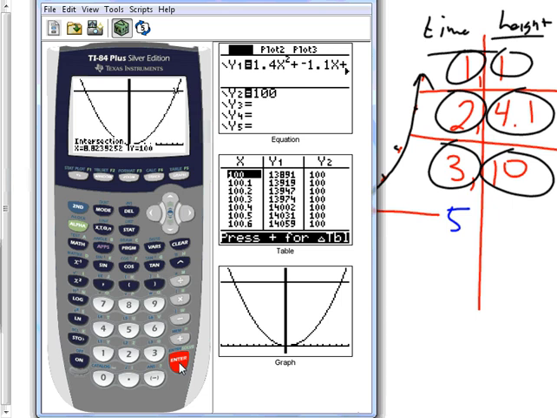All right. So moral of the story, what if they tell you an X? Go to second, calculate value. What if they give you a Y? Just type it on the Y equals screen. So that's the crux.